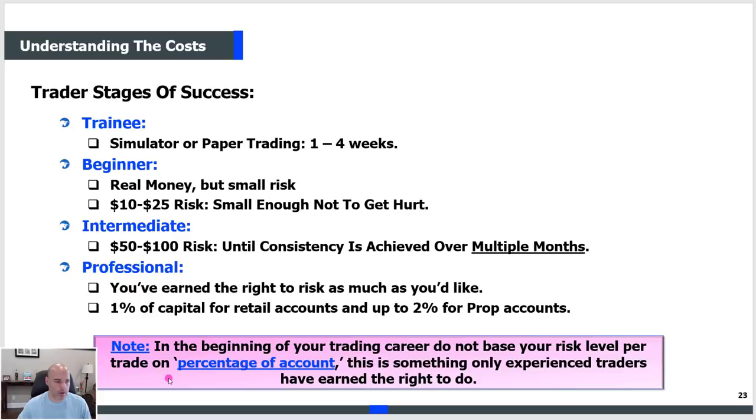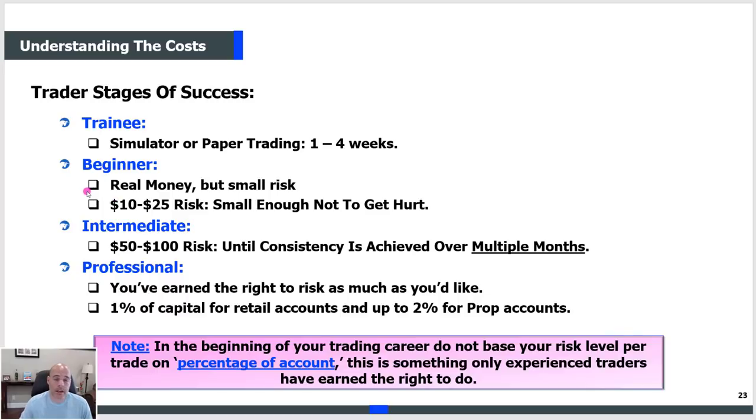Okay, now this is important. In the beginning of your trading career, do not base your risk level per trade on percentage of account. Why? Some of you are new, but you have a $100,000 account. And you're like, well, he said 1%, so I'm gonna risk $1,000. No, it's not what I said. Read the chart. I don't care how big your account is. If Jeff Bezos, if you're out there listening, and Bill Gates, $10 a trade, fellas, $10 a trade. That's it. Why? Because you're new and you don't know your ass from a hole in the wall.